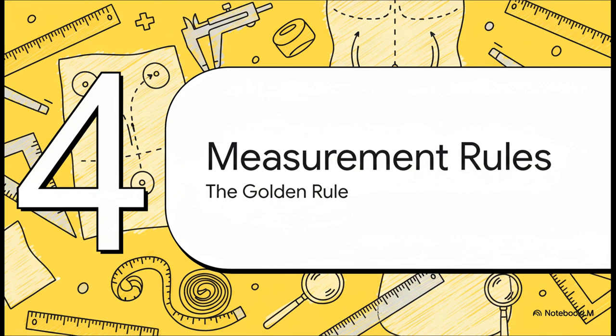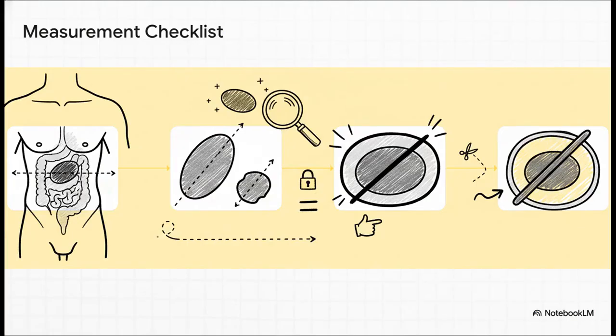If you remember only one thing from this entire explainer, make it this section right here. The selection of the correct code from 49186 to 49190 depends entirely on one single thing, measurement. Getting this right is absolutely everything. Let's walk through this like a checklist. First, the measurement has to be taken in situ. That means while the tumor is still inside the body, before it's cut out.